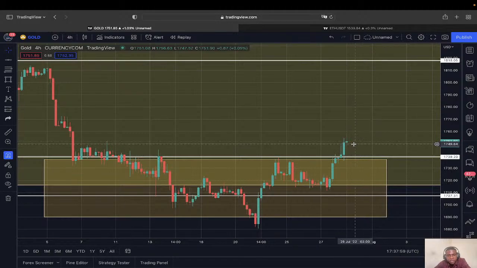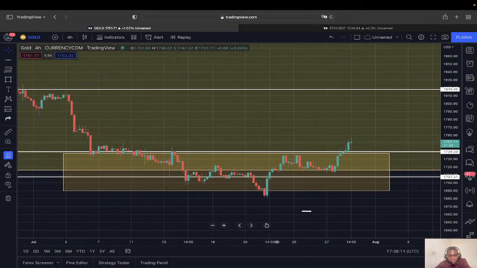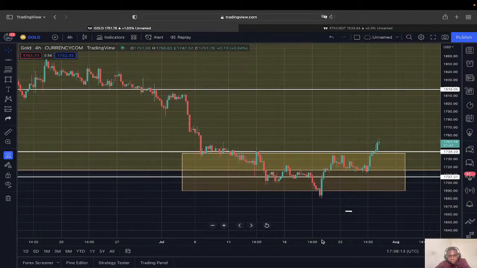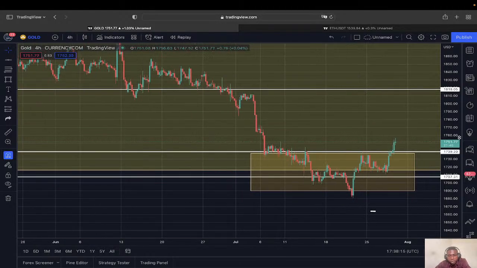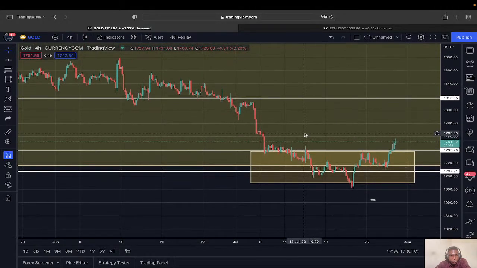So we will be expecting price to push up a bit to this next support resistance level. We're expecting price to push up a bit. That is what we're expecting price to do.